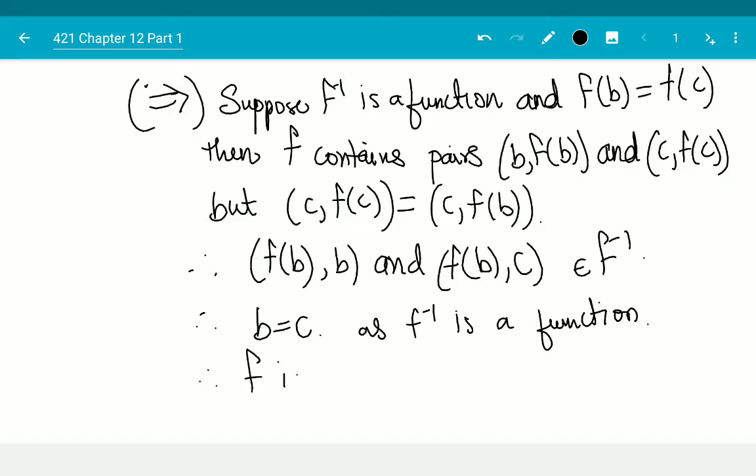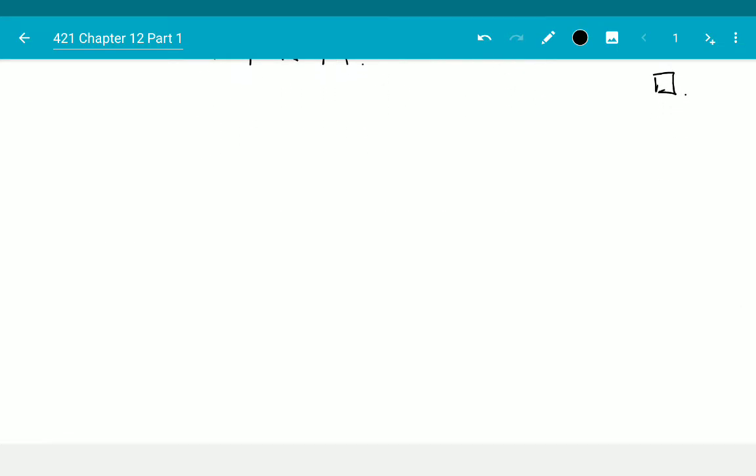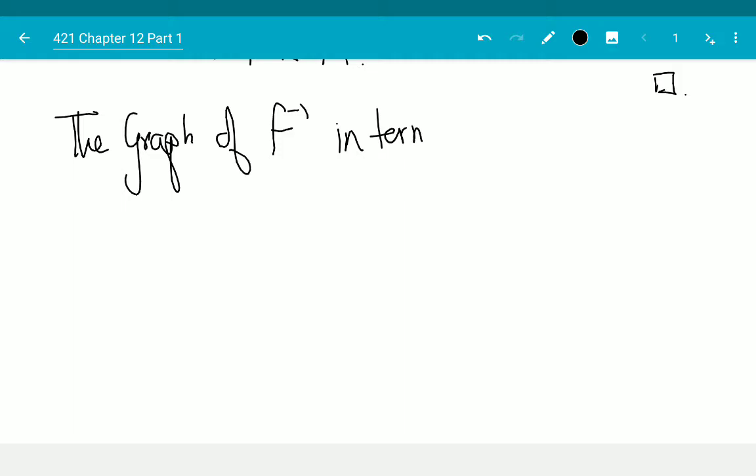Therefore, f is 1 to 1. Okay, so we have shown both ways that if f inverse is a function, then f is 1 to 1, and if f inverse is 1 to 1, then f is a function. So, how do we get the graph of f inverse in terms of the graph of f?